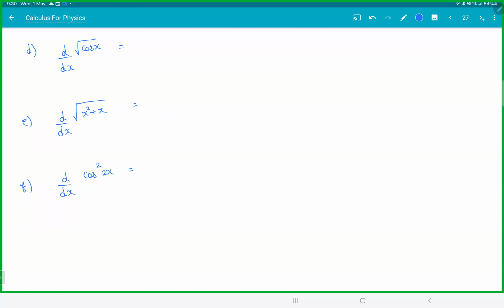Let's do the first one. d by dx of this is cos x to the power of half. So this is looking like something to the power of half. So n is half. So this is half into that function to the power half minus 1. Then whatever is inside, differentiate that. What is inside? Cos x is inside. So this is 1 by, that is root cos x, because cos x to the power half. Differential of cos x is nothing but minus sin x. You can leave the answer like this: minus sin x by 2 root cos x.